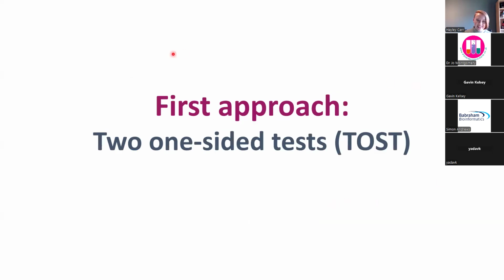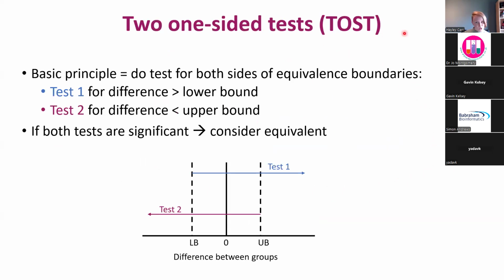So that's a quick introduction. I'll go through now how these actually work conceptually. So the two one-sided tests, I'll go through first. These are also called TOST. The basic principle for these is quite simple, I think quite clever, is that you do tests on both sides of your equivalence boundaries. So I've arbitrarily called these test 1 and test 2 for the sake of visualization.